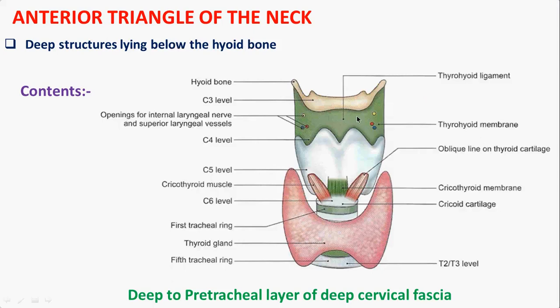Now below that you can see there is a thyrohyoid membrane below the hyoid bone, and there are also structures piercing the thyrohyoid membrane, that is the internal laryngeal nerve and the superior laryngeal vessels. After that you can see some of the structures. There is the thyroid cartilage, the cricothyroid membrane, the cricoid cartilage, and the thyroid gland.